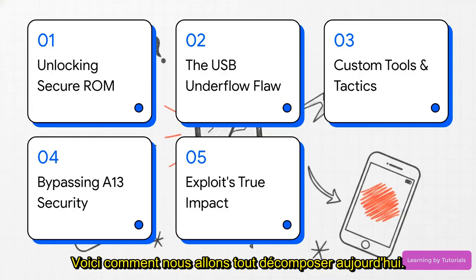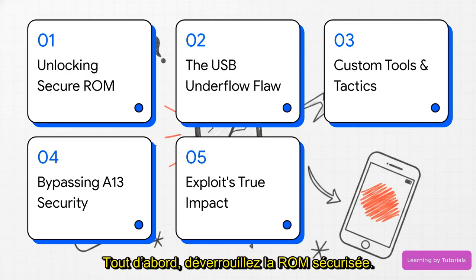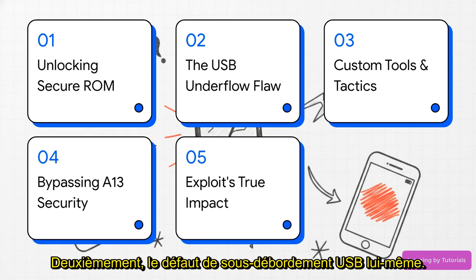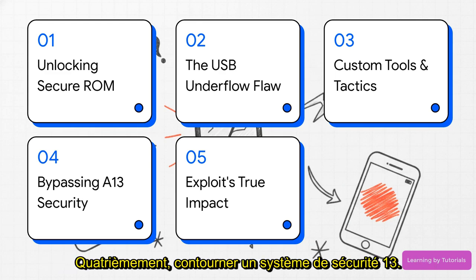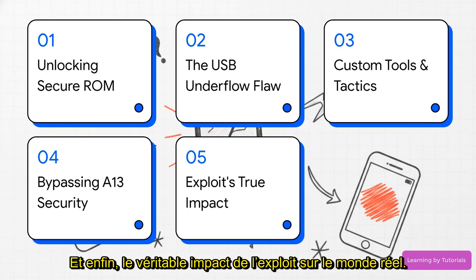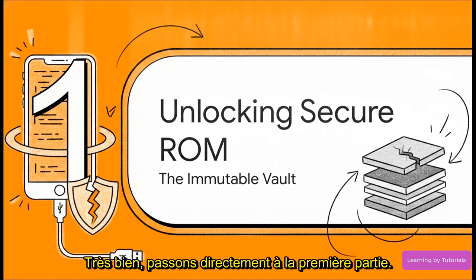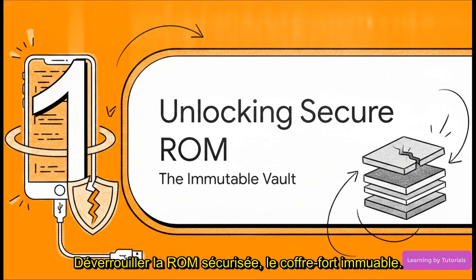Here is how we're going to break it all down today. First, unlocking the Secure ROM. Second, the USB underflow flaw itself. Third, the custom tools and tactics used. Fourth, bypassing A13 security. And finally, the exploit's true real-world impact. All right, let's jump right into part one, unlocking the Secure ROM, the immutable vault.